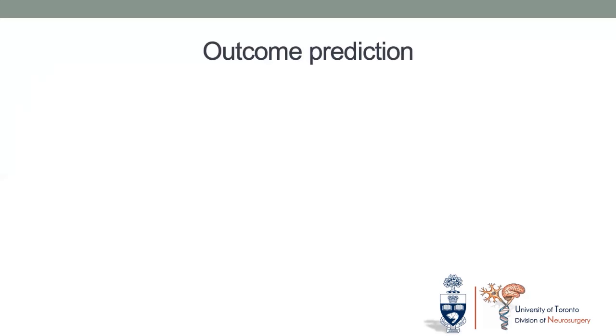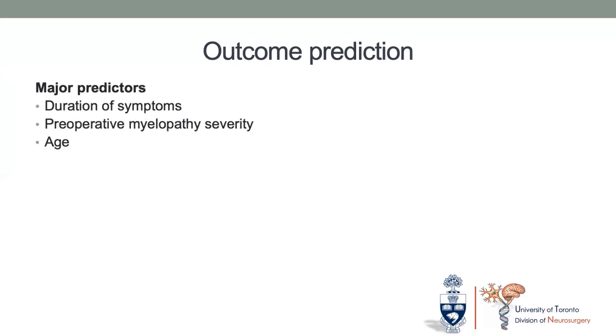So multiple studies and summary of literature have been conducted to produce some outcome prediction models and predictors of outcomes postoperatively. So far, from review of literature, we know that there are some major factors that are associated with worse clinical outcomes. And this includes longer duration of symptoms before diagnosis, higher severity of myelopathy preoperatively, and finally age, the latter being inconsistently associated with worse outcomes.